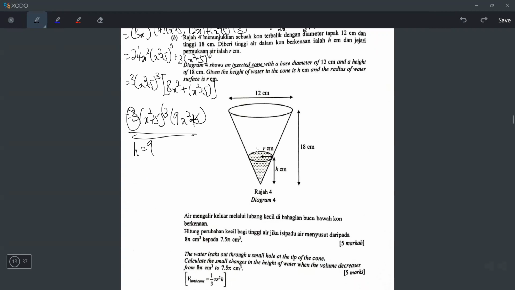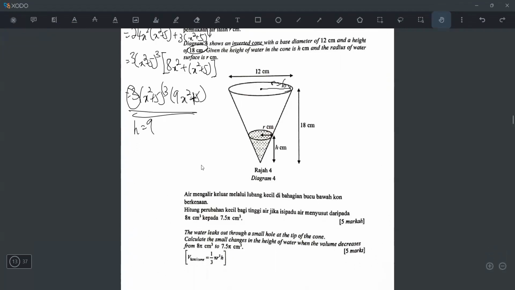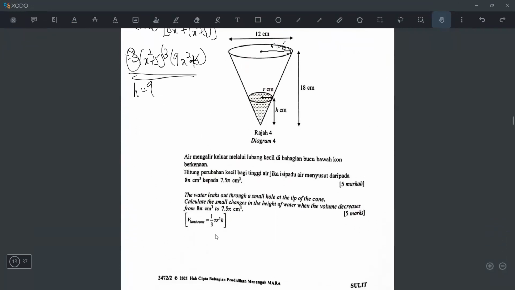Okay. The radius of the cone is 6. Right. And then the height is 18 cm. So the height is 18. Given the height of water in the cone is h and the radius of water is r. So they label that already. So nothing important up here. Okay, just skip it. Just look down here.